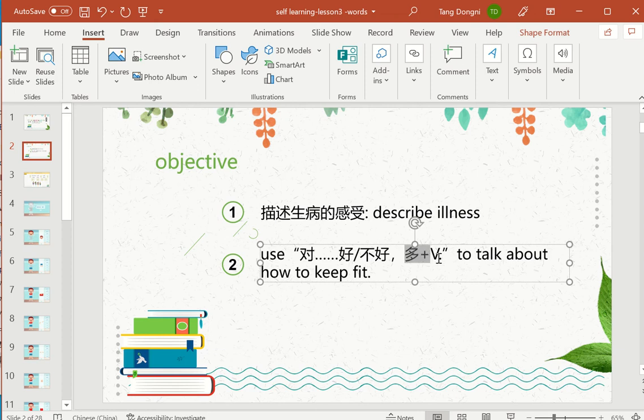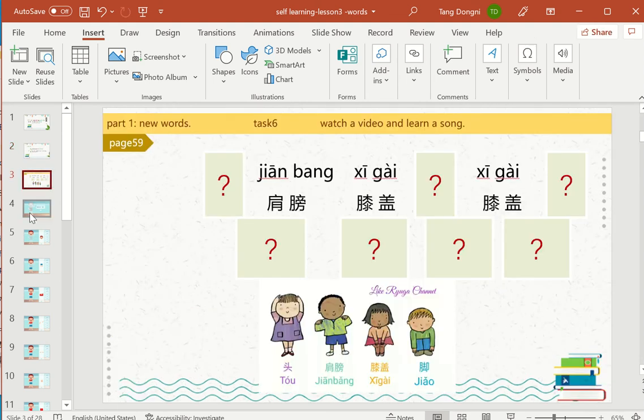So how do we say it in Chinese? These are the 2 objectives I need you to know. But in the self-learning part, you only need to know how to describe illness. And when I meet you offline, we're going forward to how to talk about the way of keeping fit. So in the PowerPoint, you will see the review of the body parts. You can go to the PowerPoint and have fun with it.